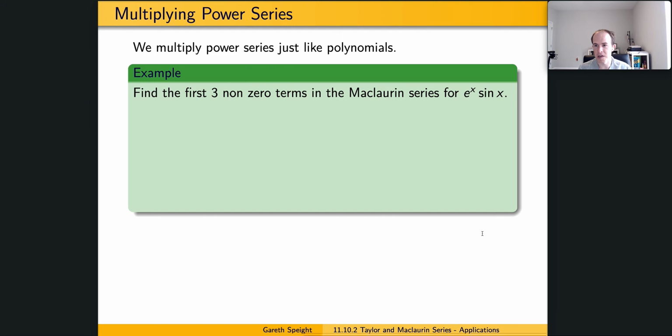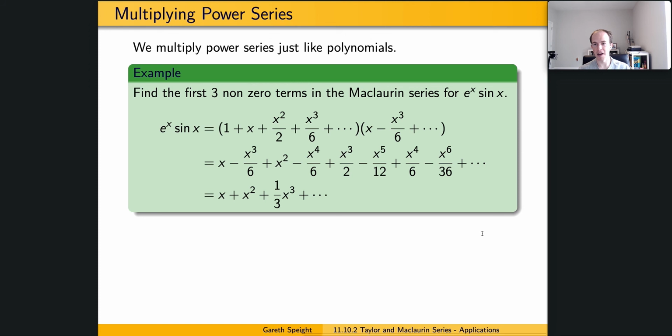So we just replace e to the x and sine x by the starting series. And we want to make sure that in each case we include enough terms so that we're going to have enough terms to find the first three non-zero terms. So let's start with 1 plus x plus x squared over 2 plus x cubed over 6 for the e to the x, and x minus x cubed over 6 for the sine x, and see where we get to. And then I'll talk a little bit in a second about how we should decide how many terms to pick.